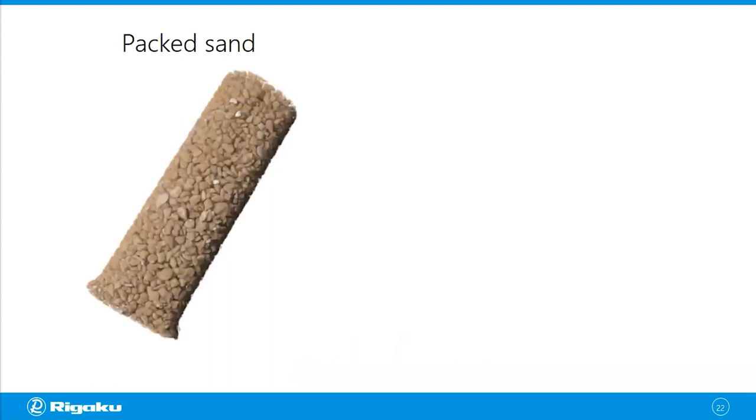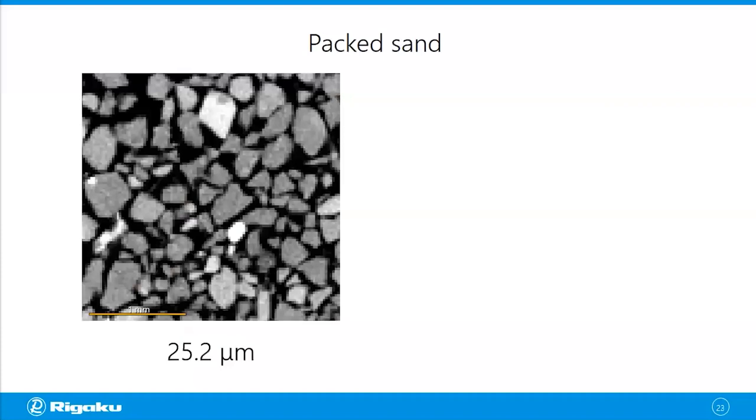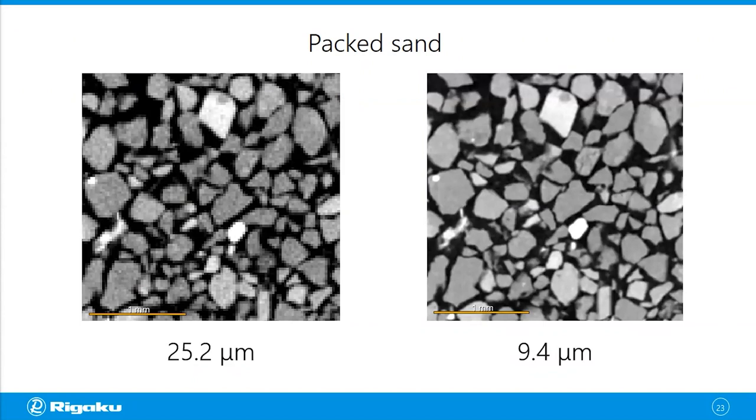So this is a CT scan of packed beach sand, and the cross-section looks like this. You can scan this sample at, for example, 25.2 micron voxel size. This is not great resolution, it looks a little bit pixelated, but you can see the grains no problem. And if you're trying to calculate the packing density or maybe the void volume percentage, then this image should give you a decent result. Now, you can scan the same sample at a little bit higher resolution, 9.4 microns. It might take a little bit longer and the file could be a little bit bigger, but you get a better looking image.